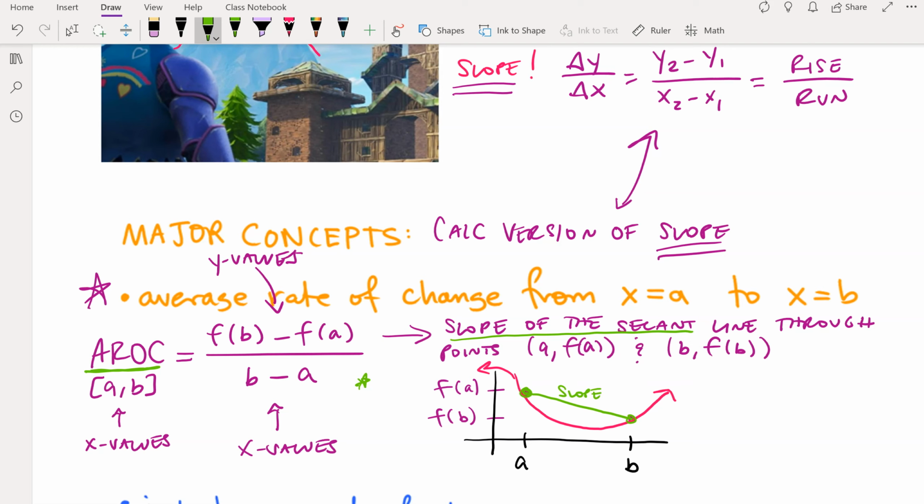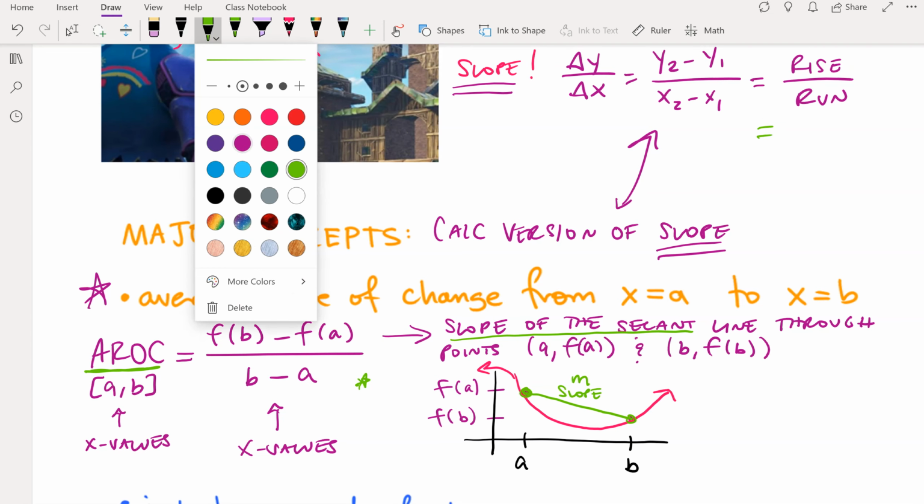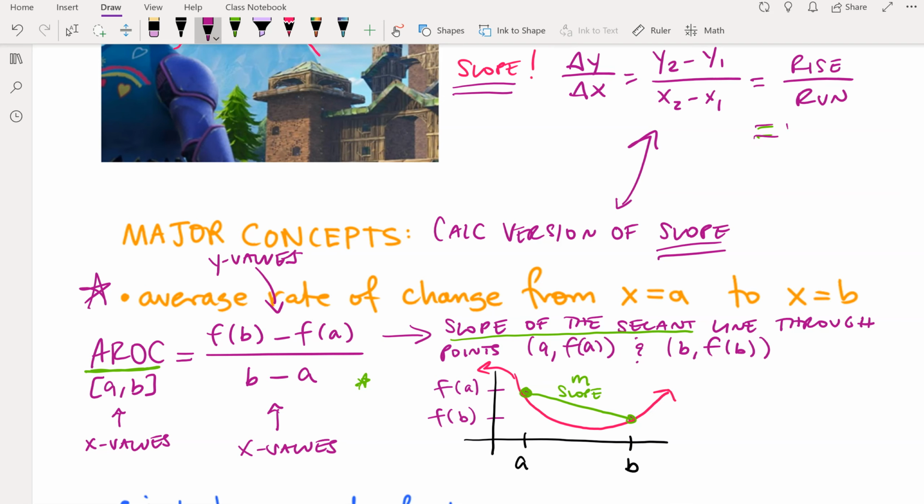Okay. And remember, slope can also be written as m. So some of y'all might up here have written m as slope. That's another way we represented slope in the past for an equation y equals mx plus b. That's the slope of a line. Okay, let's continue. So that's the slope of the secant. Slope of the secant is average rate of change.